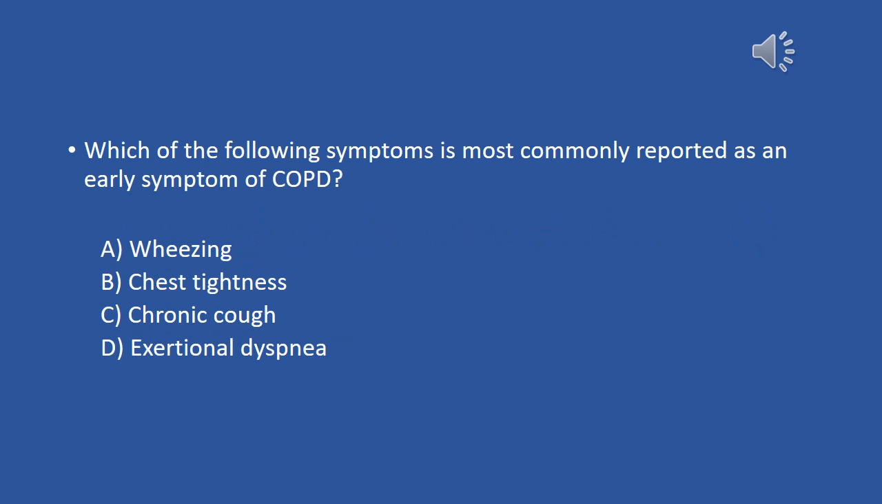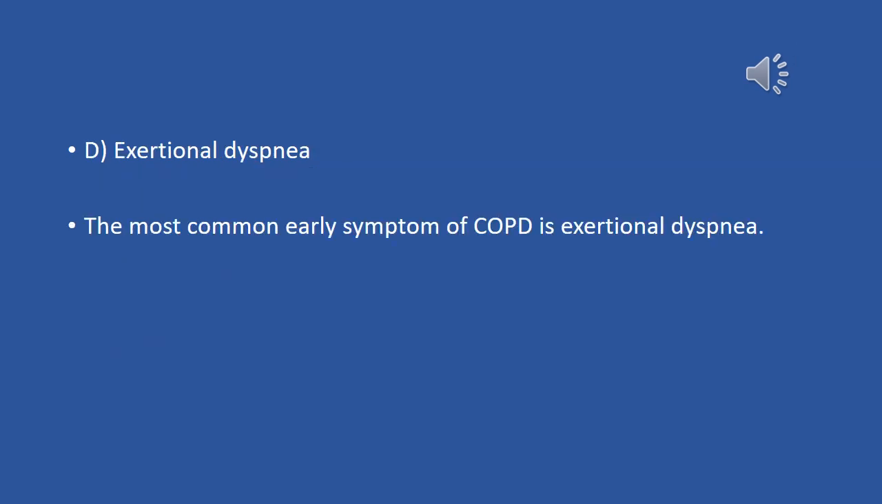Which of the following symptoms is most commonly reported as an early symptom of COPD? A. Wheezing. B. Chest tightness. C. Chronic cough. D. Exertional dyspnea. Answer D. Exertional dyspnea. The most common early symptom of COPD is exertional dyspnea.